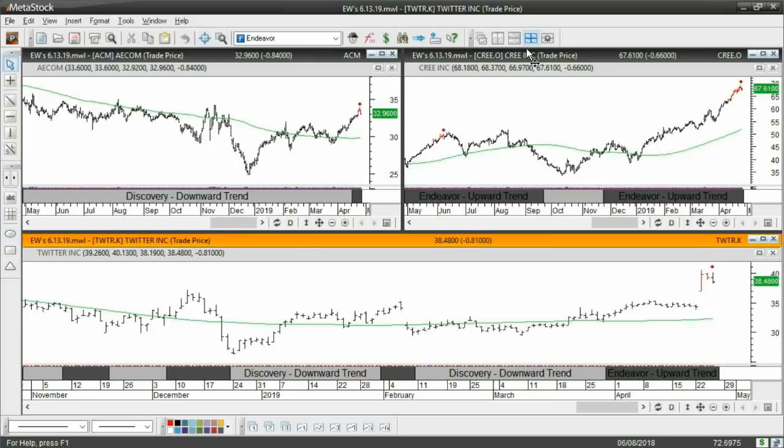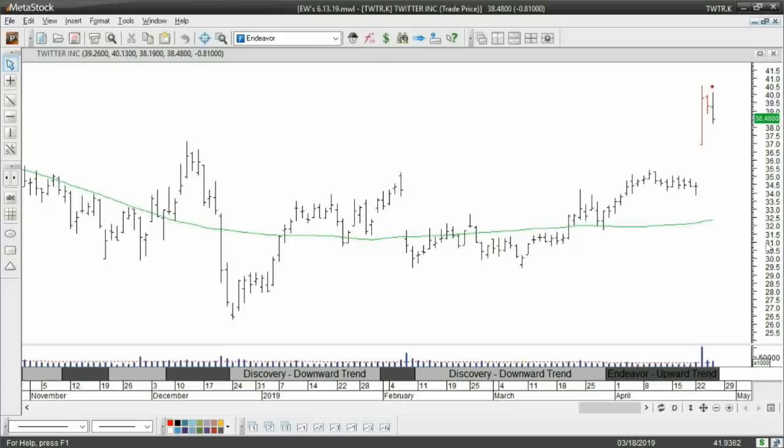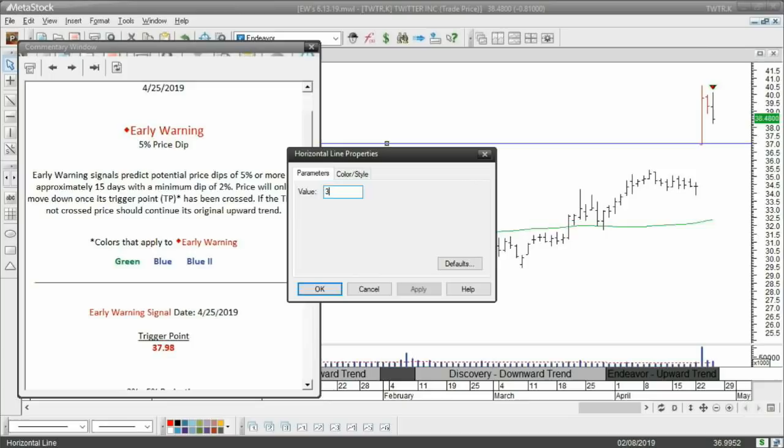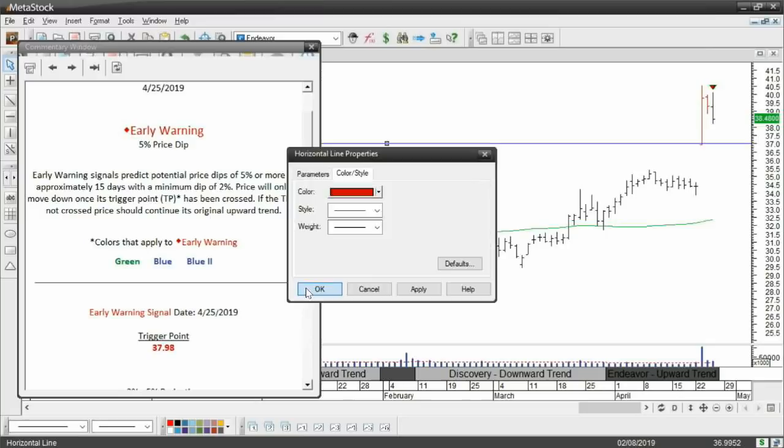All right, well, let's open up Twitter. This is a name that everyone knows. And let's start going through our process. So our early warning signal occurred. Let's come up here, view expert commentary. Come down to our trigger point, 37.98. Okay. Let's make this color red because our early warning signal is red.